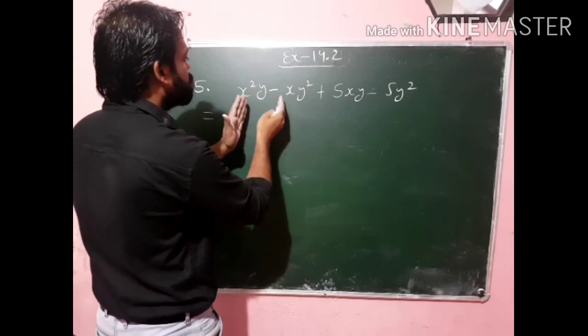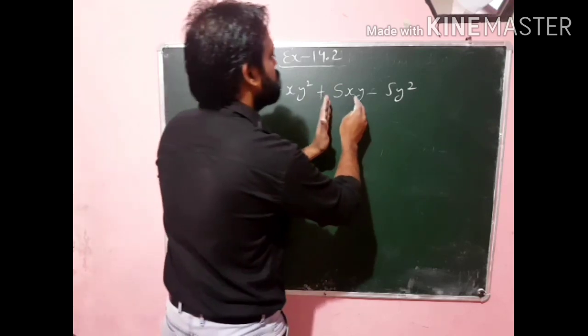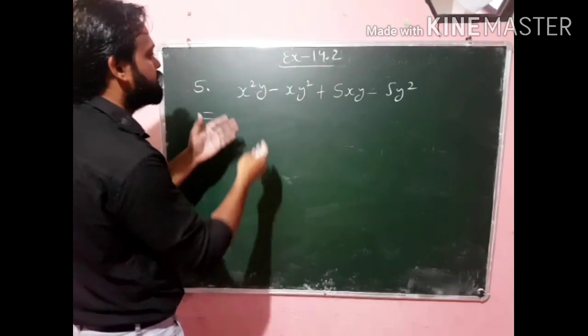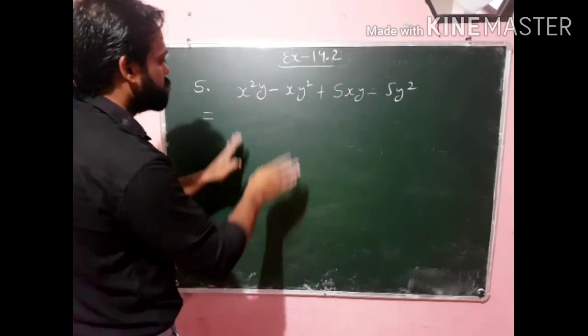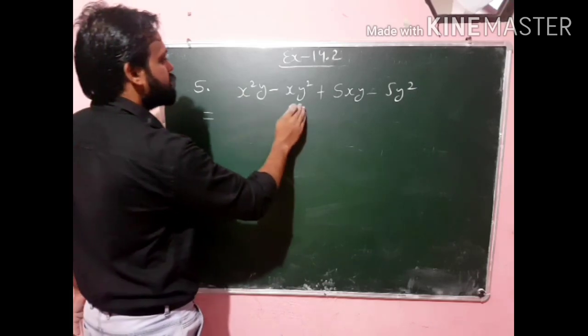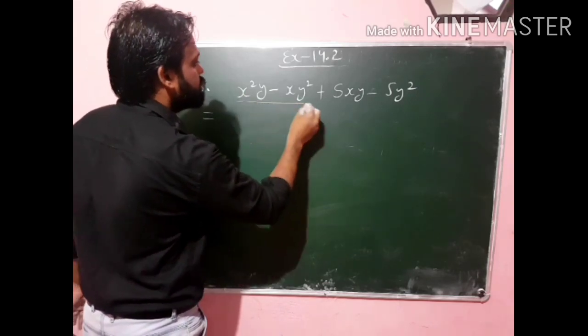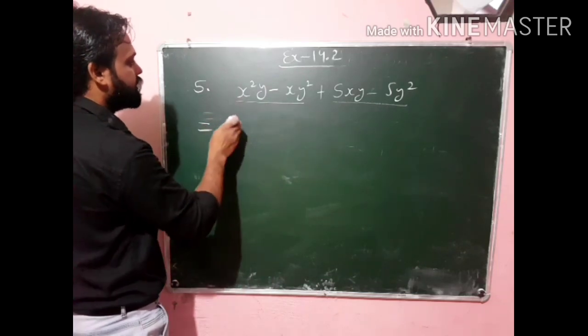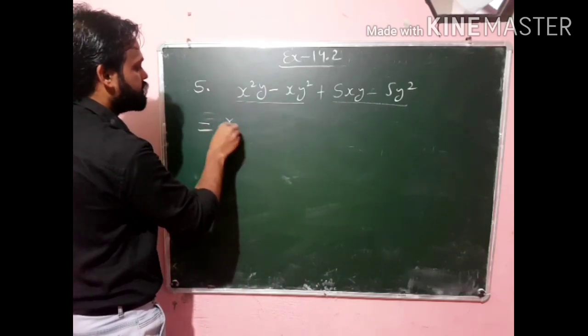So in this first group we can take xy common, and in the second group we can take y common. How we can take the commons, you can see when I solve. So see this one carefully again. First of all, suppose this is our first group and this is our second group. In the first group again we have to make the factors. So how can you make the factors of this?